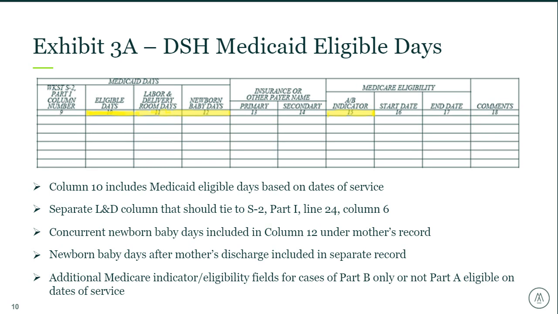CMS is also wanting information regarding Medicaid eligibility for any claimed DSH days in columns 15 through 17. Now, if patients had Part A eligibility on their dates of service, those shouldn't be included in the DSH calculation anyways. But CMS is wanting you to document Part B only accounts or accounts with Part A eligibility but not covering the patient's dates of service.